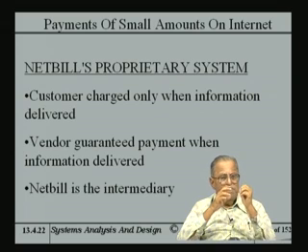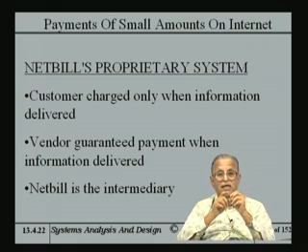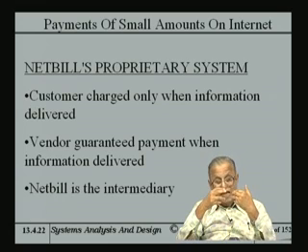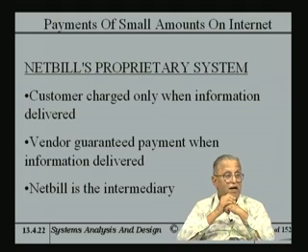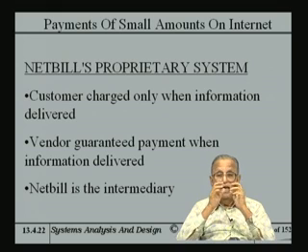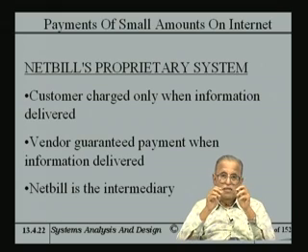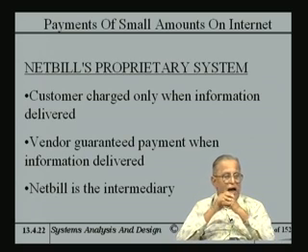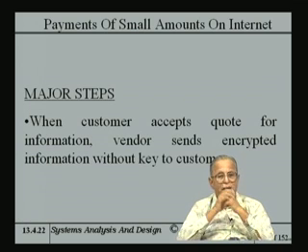So the primary interesting part of this system is that customers are charged only when the information is delivered, and also the customer is satisfied with the information. In other words, satisfied in the sense that he gets what he has ordered and not something else. Okay. Vendor is guaranteed payment when information is delivered. The vendor has to be sure that if he delivers some, say, music file, he does get paid. Okay. So that is also ensured, and NetBill is the intermediary. Major steps are the following.